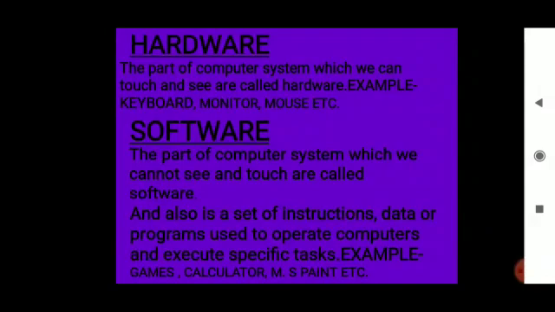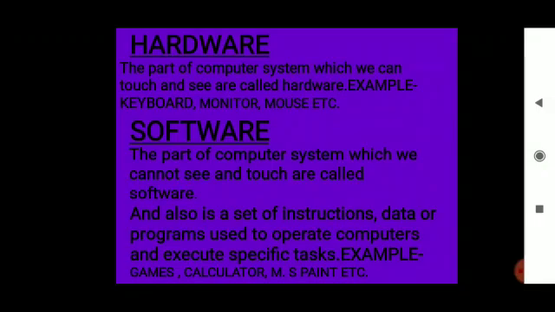Now see, hardware. What is hardware? The part of the computer system which we can touch and see is called hardware. Example: keyboard, monitor, mouse, etc. It means the parts of the computer which we can see with our eyes and touch with our hands. All those parts of the computer are called hardware.